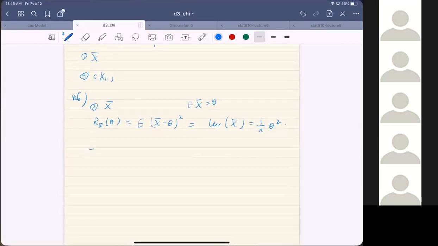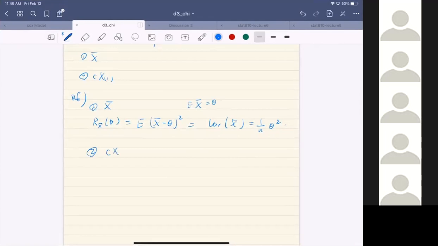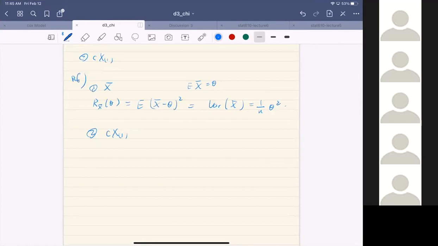And the second one, the estimate is CS1. So here we have to be careful that the S1 follows the exponential distribution of theta divided by n. So it may have a bias. So this is equal to C, so it's not equal to theta.